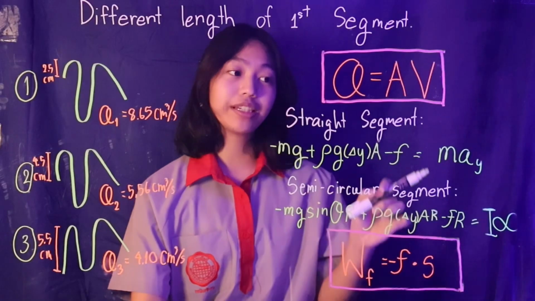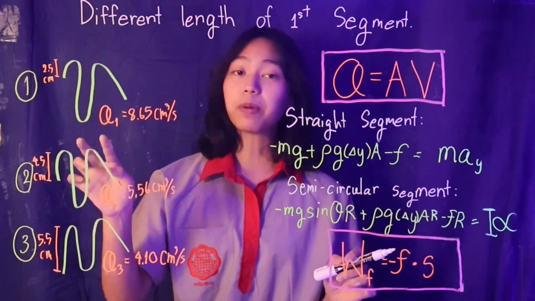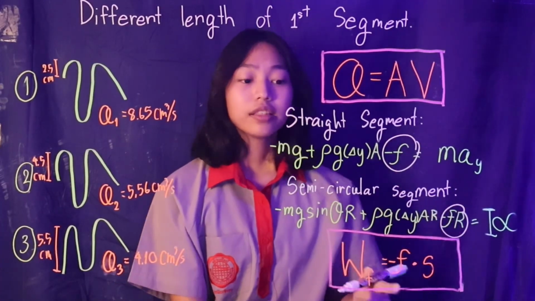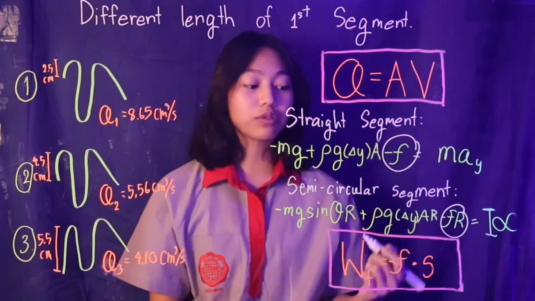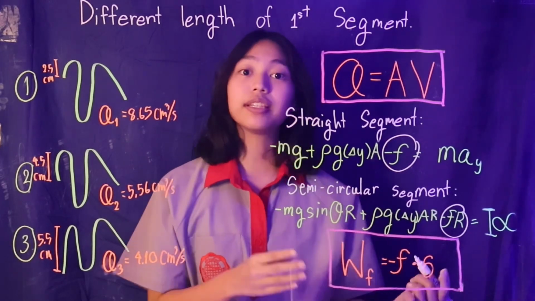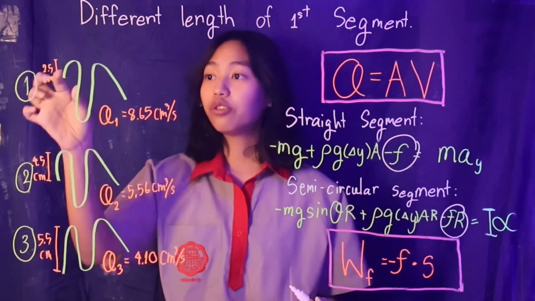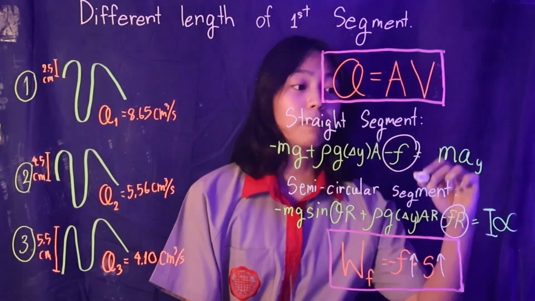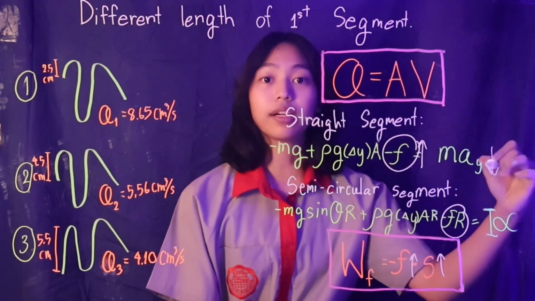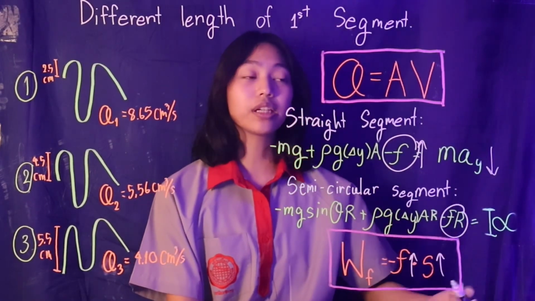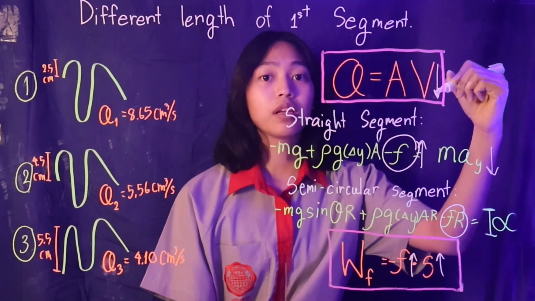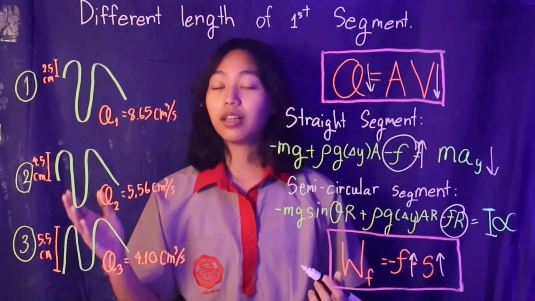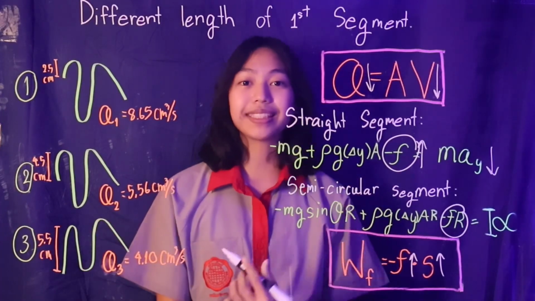From this equation, I divide it into two parts, the straight part and the curved part. You can see that both of them have friction. Work of friction is equal to friction times distance, where distance is the distance that water travels along the tube. The more distance, the more friction. But the more friction, the lower the acceleration, which affects the lower velocity, and the lower velocity affects the lower flow rate. To sum up, the longest tube has the lowest flow rate.